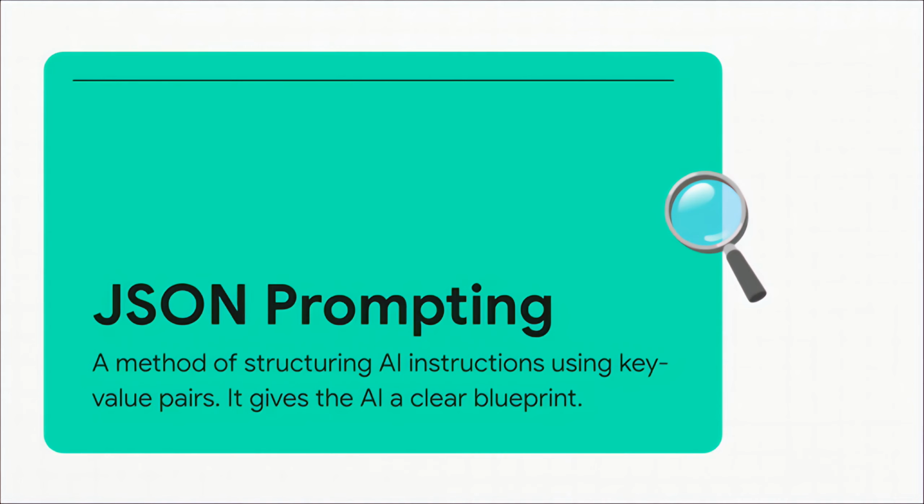Now, don't let the name scare you. At its heart, JSON prompting is actually really simple. You're just organizing your prompt into a structure using keys and values. Think of it less like you're doing complex coding and more like you're just filling out a really clear form for the AI. You're giving it a blueprint, not just a vague feeling.